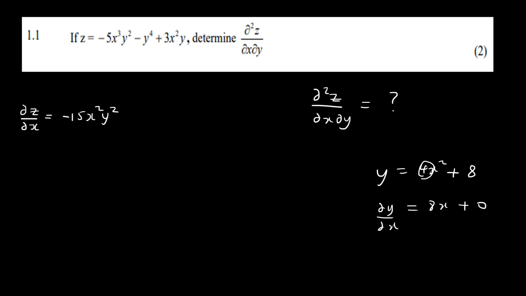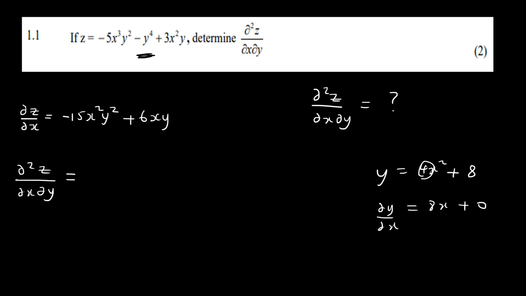Okay, so y squared is a constant, we only derive x. So here, minus y exponent 4. What happens to it? That's a constant, so it's 0. So we leave it, we go to 3x squared plus y. Y is a constant, so we derive 3x squared. We get 6xy. So now, because the first derivative we determined with respect to x, the second derivative we must do with respect to y.